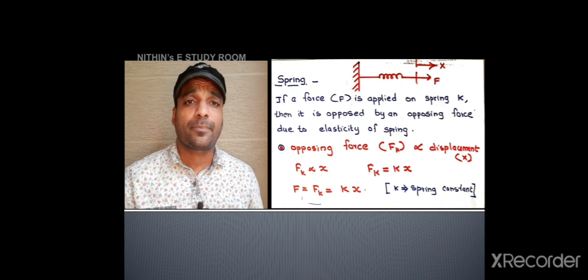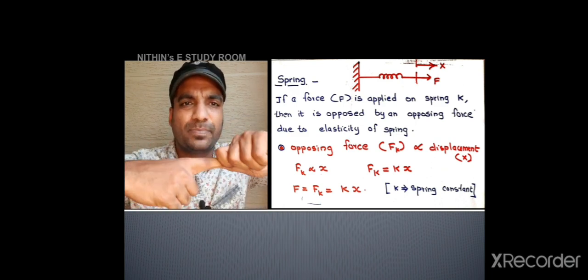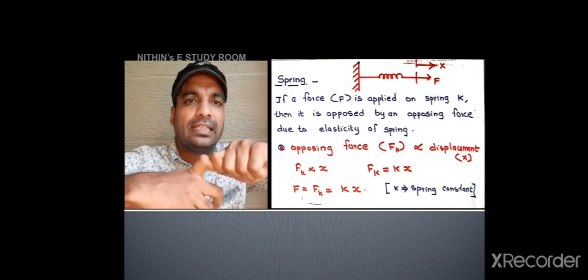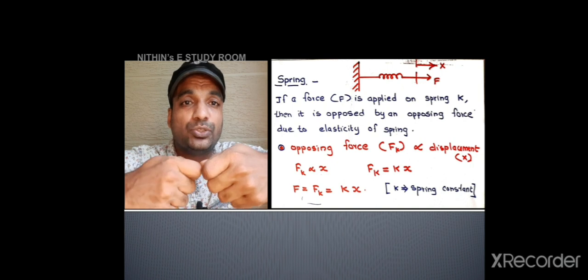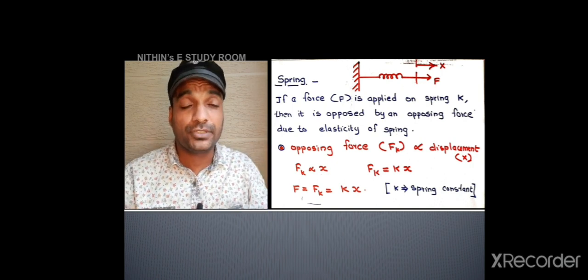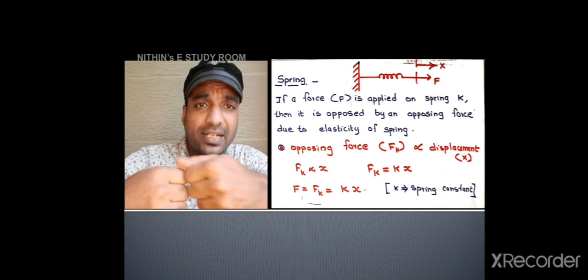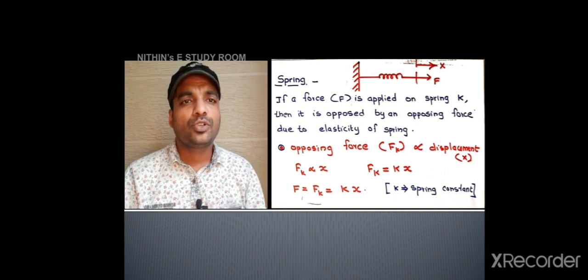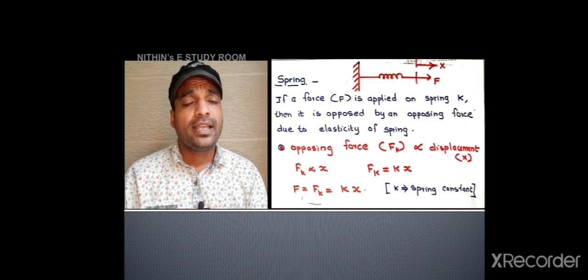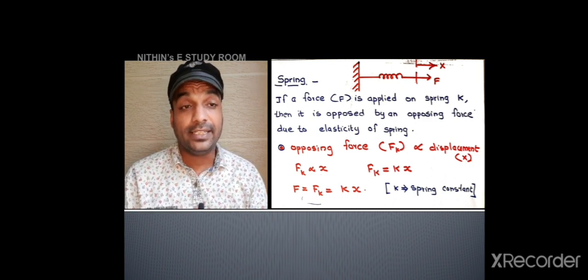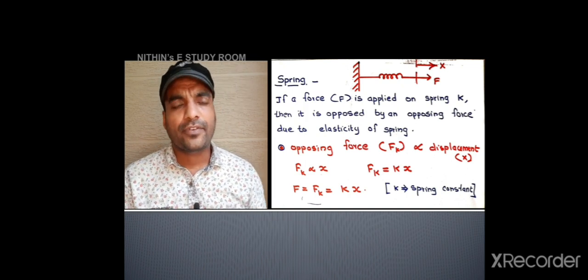Fk is directly proportional to the displacement. It is common logic. If you are extending a spring by some force, the opposing force will be directly proportional to how much distance you are expanding the spring. So, Fk is directly proportional to the distance x, and Fk is equal to k into x. k is nothing but the spring constant. So, Fk is equal to k into x.